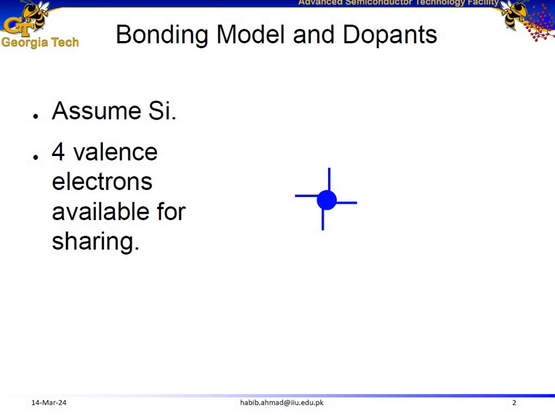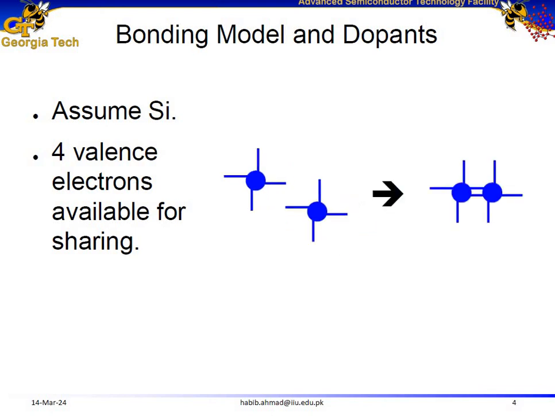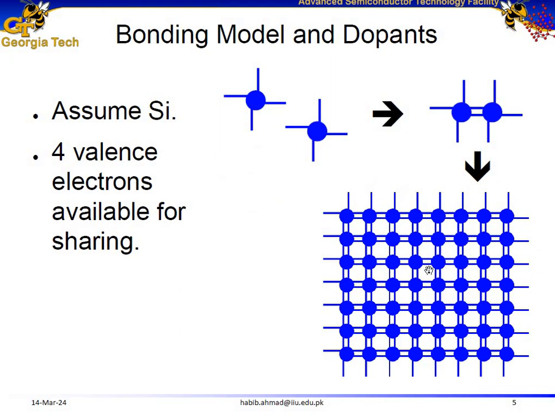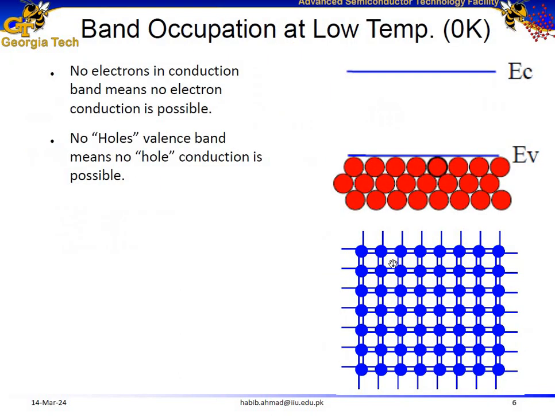So we know that silicon has an atomic number of 14, where it has 2 electrons in the first shell, 8 electrons in the second shell, and 4 electrons in the outermost shell. So silicon shares its outermost shell electrons with 4 neighboring silicon atoms, resulting in covalent bonding.